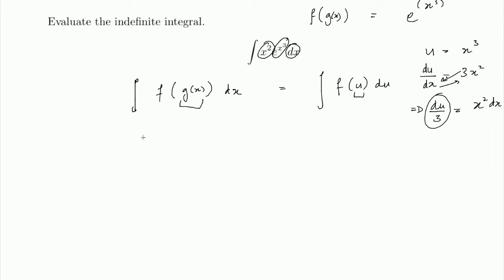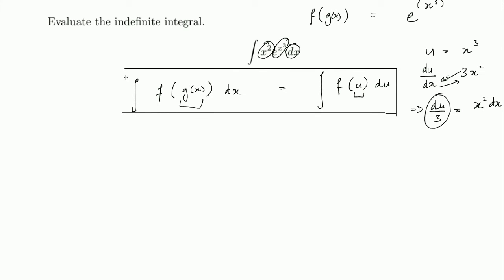Once we've done that, we're ready to make our substitutions. I'm going to put this substitution law in a box, just for convenience sake. And we continue the problem down here. Let's make our substitutions now. First, I'm going to replace the e to the x cubed by e to the power u. Then I'm going to replace x squared dx with du divided by 3.